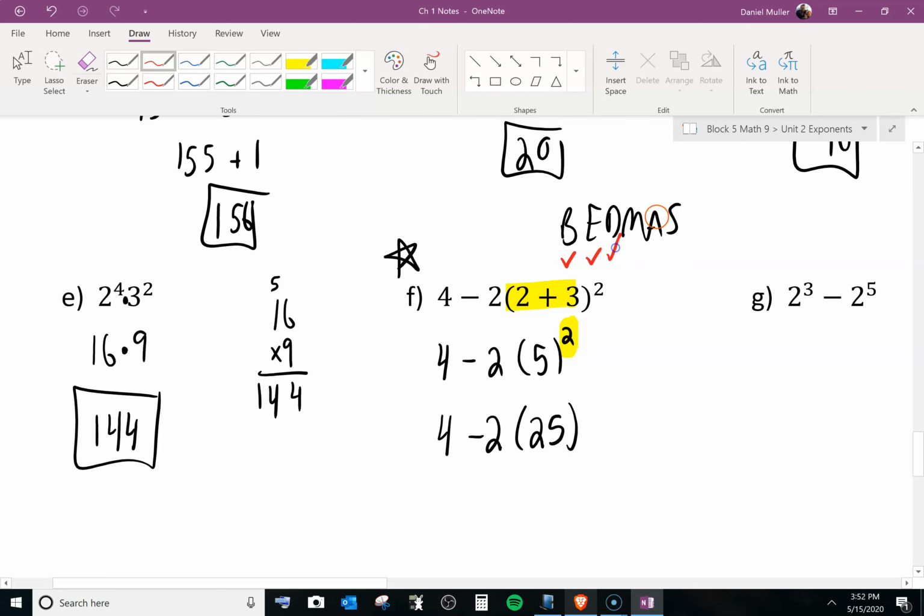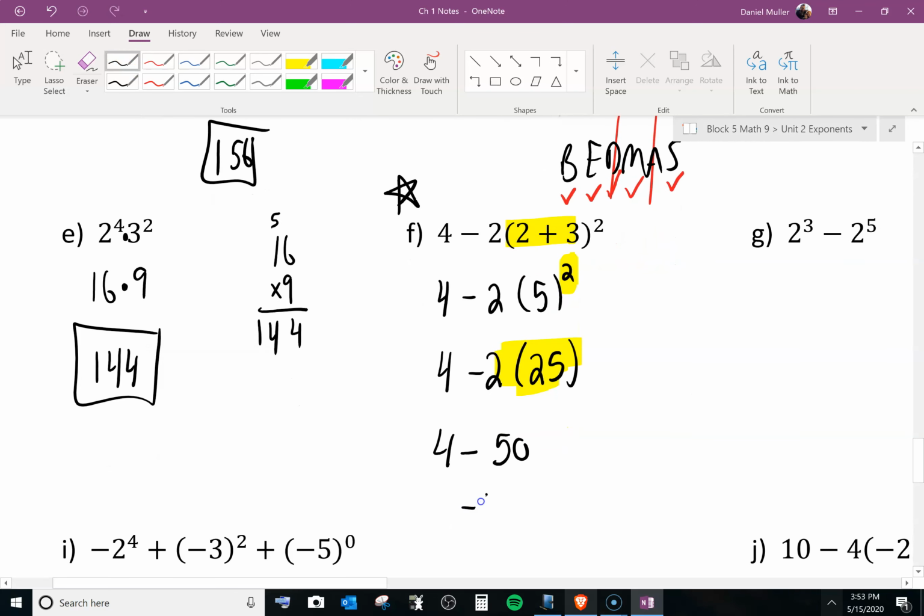Now there's no division, so I'll check that off. There is some multiplication, so let's do that next. I need to do the multiplication. So 4 minus 2 times 25 is 50. There is no addition, but I can move right on to subtraction. 4 minus 50 is negative 46. So keep that in mind. Write Bedmas down. Check off things, cross them off if you don't have to do them, and make your way through this step, doing your addition and subtraction last.